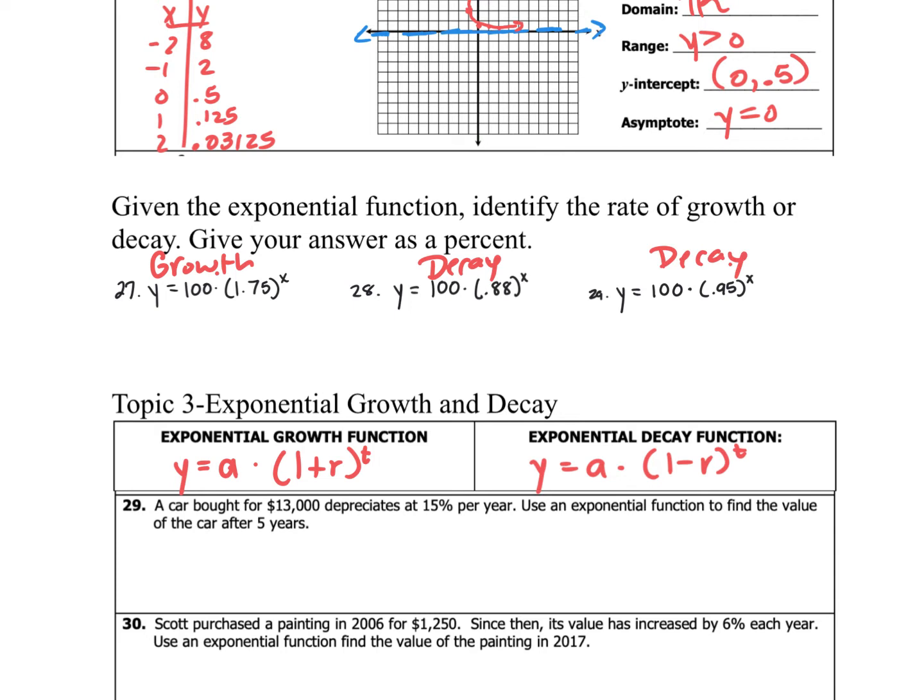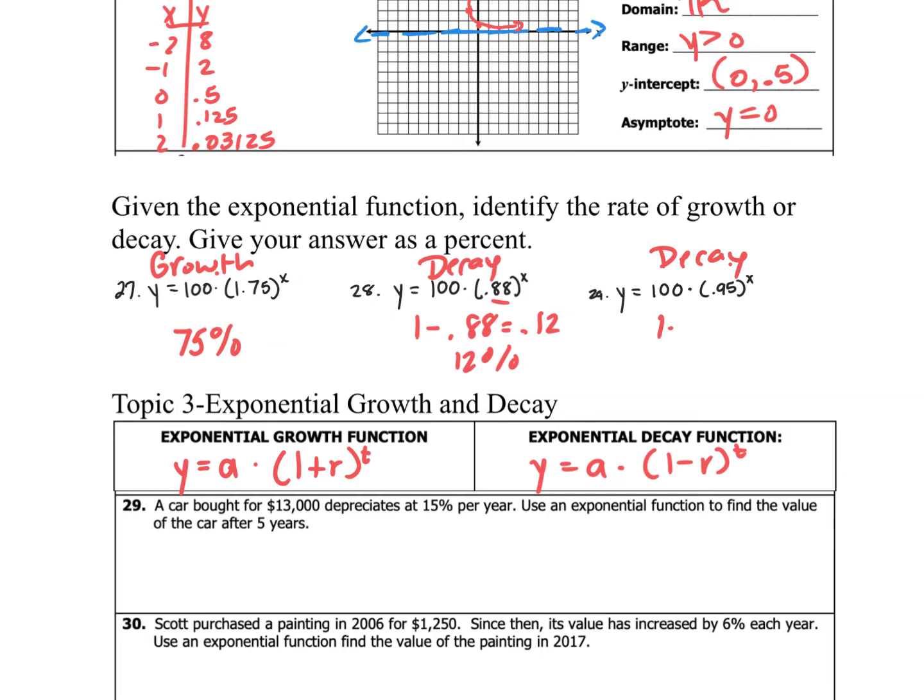But what I want from you is for you to be able to tell me the percent that it's either increasing or decreasing by. And so for growth, that's the number that you added to 1. And then for decay, that's the number that you subtracted from 1, converted back to a percent. So in number 1, it's very easy. I can tell this is 0.75 more than 1. So this is increasing by 75%. Number 28, I have to do some work because this is decay. So 1 minus 0.88 equals 0.12. So this is decreasing by 12%.